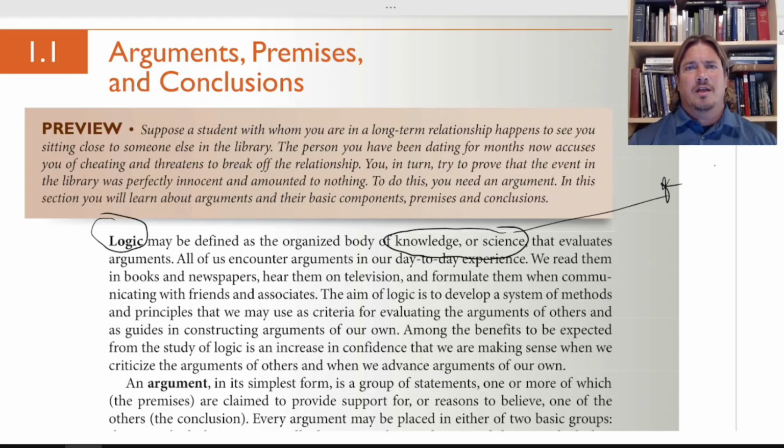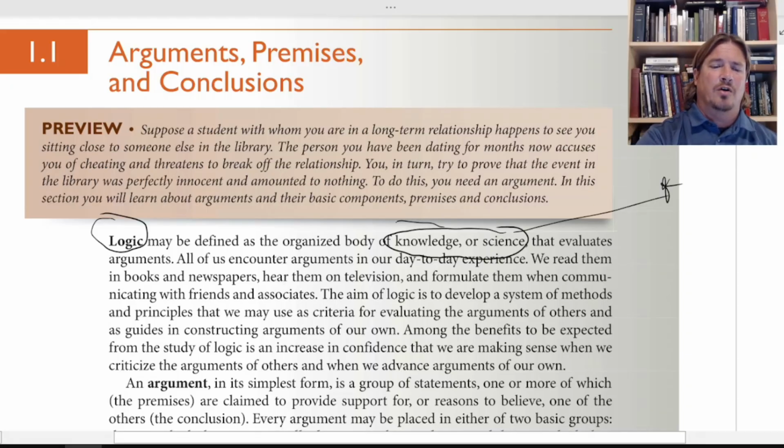So logic is really the study of what arguments are. It studies them. It gives knowledge about them. But please note this notion of knowledge, right? At the end of this course in critical thinking, you're going to know something. You're going to have knowledge about arguments and how to evaluate them.